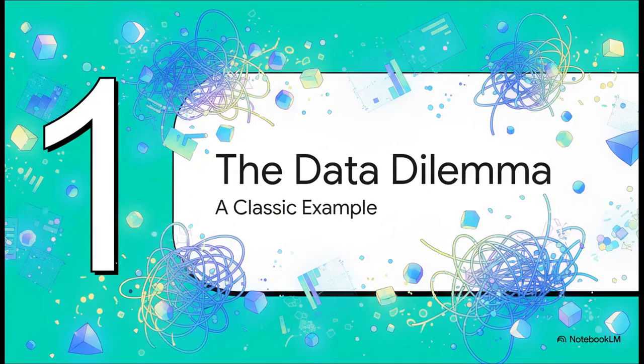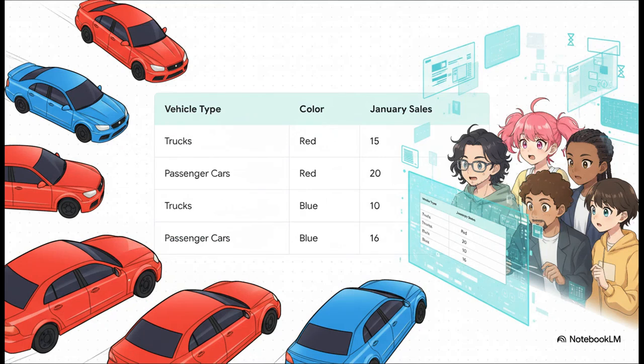Okay, let's make this super concrete with a classic example. We're going to look at a really common problem, trying to keep track of a bunch of different categories of information without it turning into a complete tangled mess. Let's say you're a car dealership and you're tracking your sales for January. You sell trucks and passenger cars, and they come in red and blue.